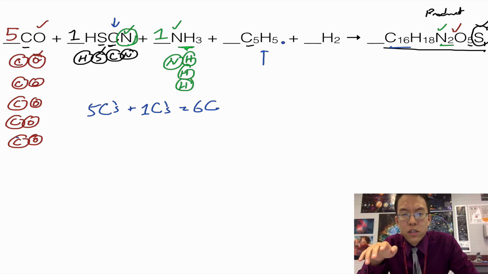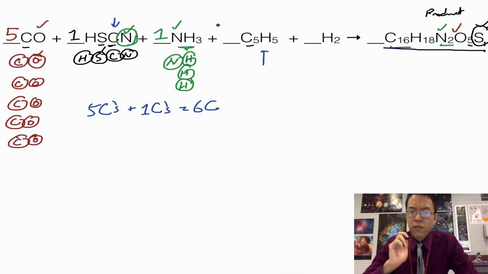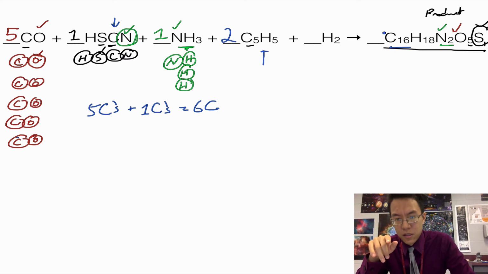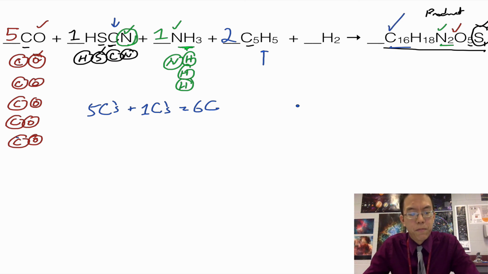Okay. Well, C5H5, in one molecule of that, I've got 5 C's. But I need 10 C's. So in other words, if I were to have 2 of these, that would give me 2 times 5, 10 C's, plus the 1 C from this, and the 5 C's from here, adding up to 16 C's. So that checks out. All right.